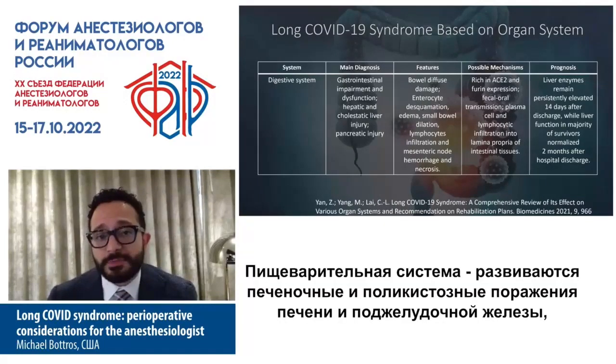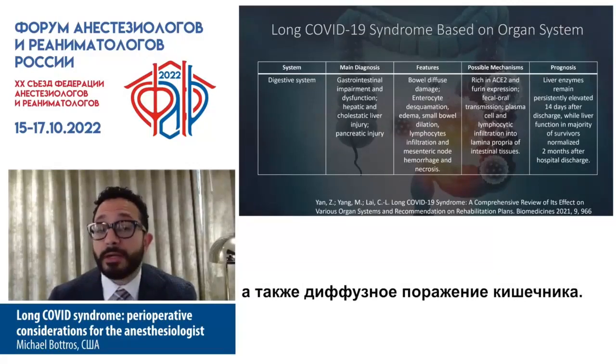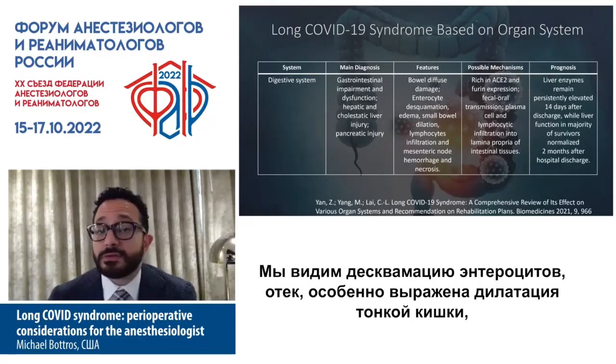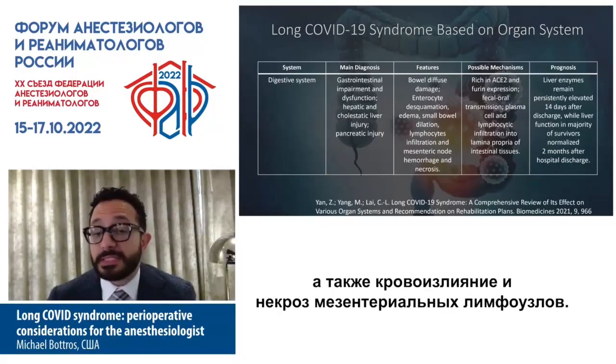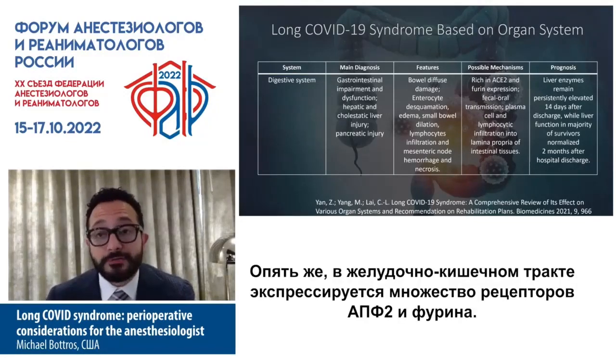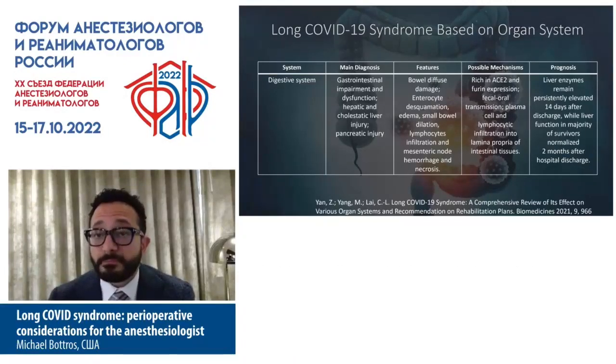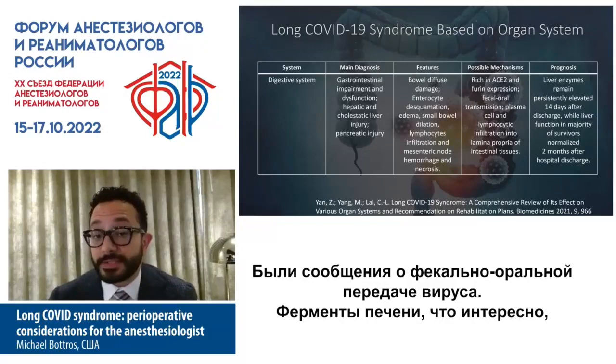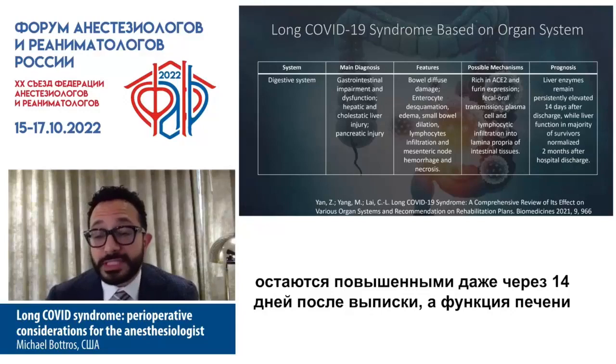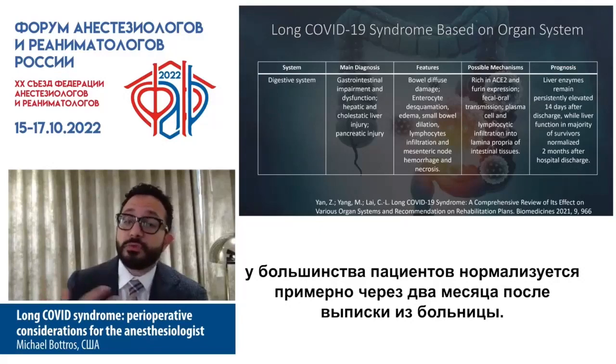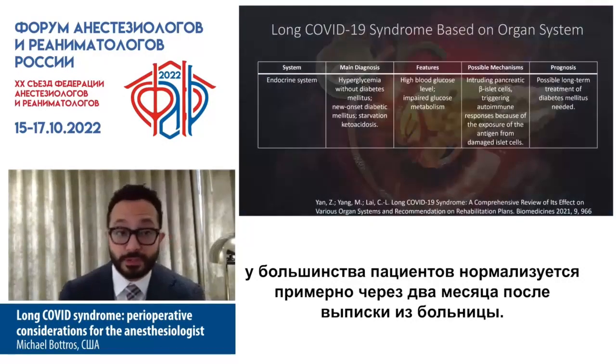The GI system has been shown to have hepatic and cholecystatic liver injury and pancreatic injury with diffuse bowel damage. We see enterocyte desquamation. We see edema, especially small bowel dilatation, as well as mesenteric node hemorrhage and necrosis. Again, there's a lot of ACE2 receptors and furin expressed in the GI tract. There have been reports of fecal oral transmission of this virus. And liver enzymes actually remain persistently elevated 14 days after discharge, with liver function in the majority of patients normalizing about 2 months after hospital discharge.